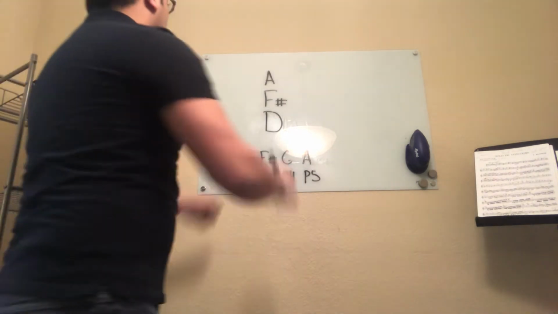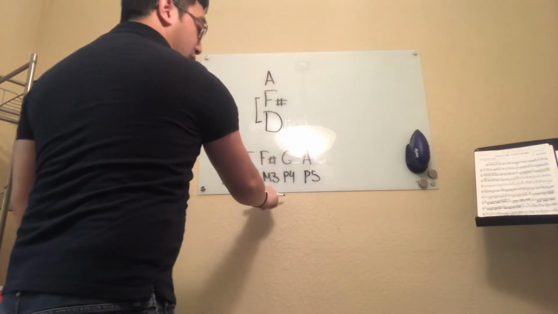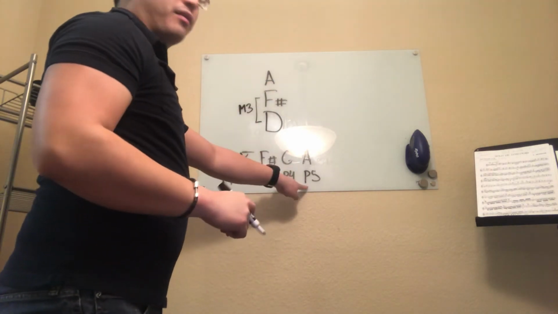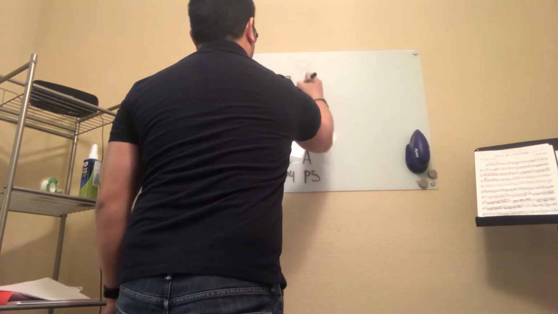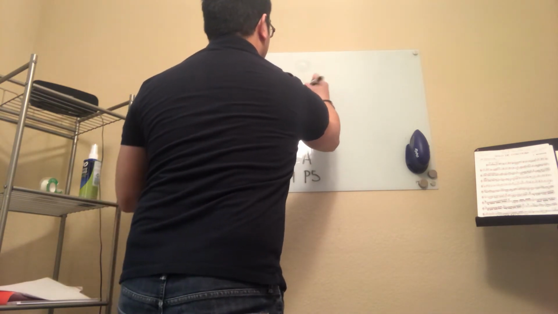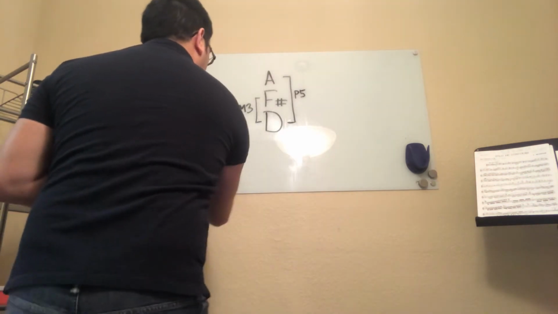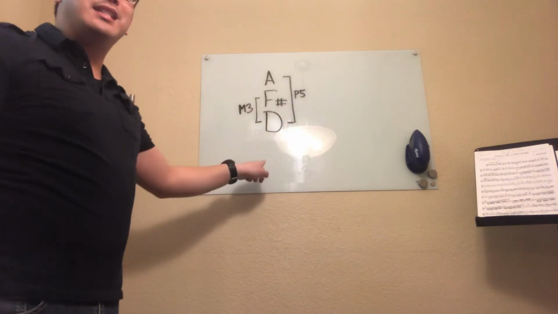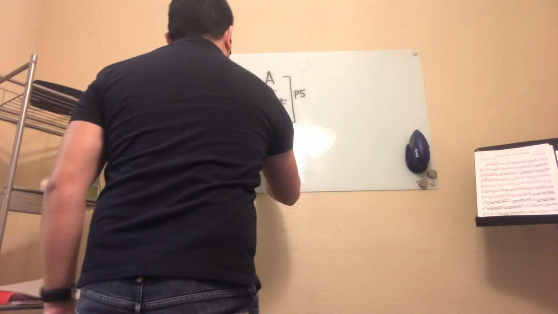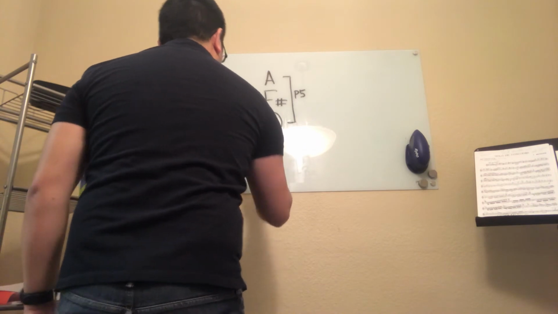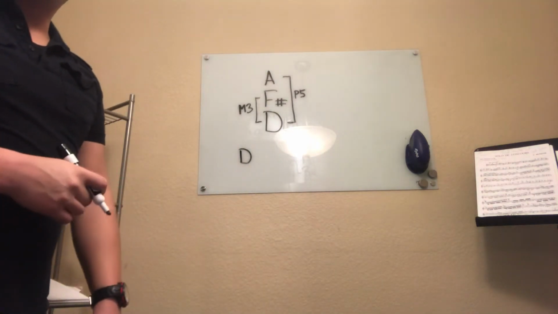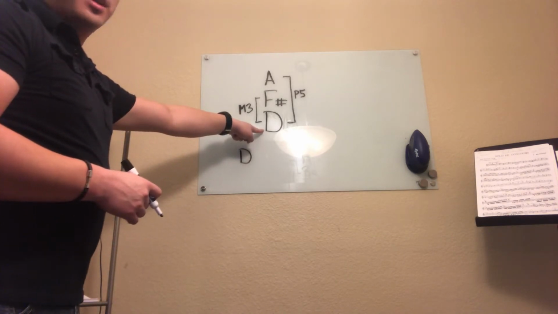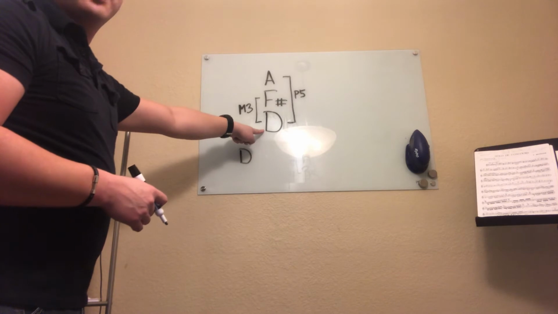So from D to F sharp, I have a major third, because that's in the scale. From D to A, I have a perfect fifth. That's also in the scale. Because I have a major third and a perfect fifth, I know that this is a D major triad. Now we have to figure out what inversion it's in. The root is the lowest note in this triad. Therefore, it's in root position.